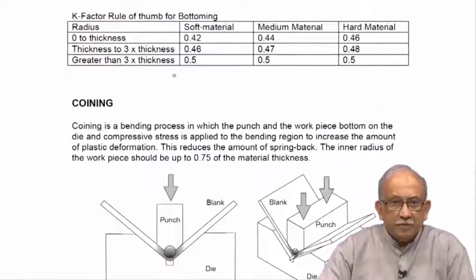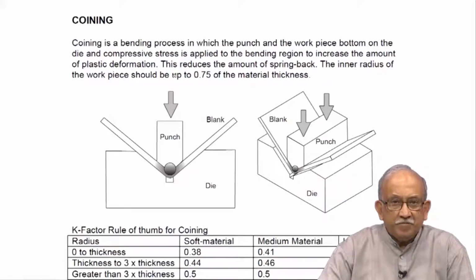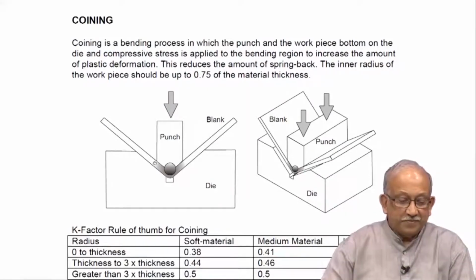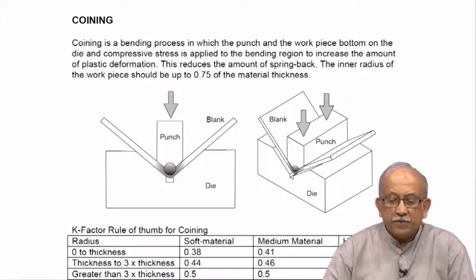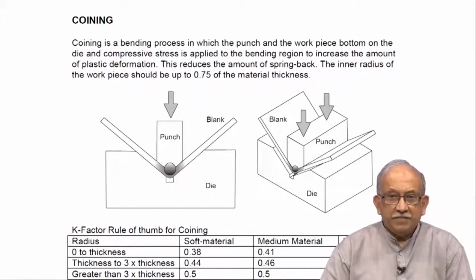Now going down, you really have a bending process in which the punch and the workpiece bottom on the die and compressive stress is applied to the bending region to increase the amount of plastic deformation. So, you see here a small detail. This detail, a typical equipment constructor need not break his head too much about, except to know that a fabricator goes through all these things. And then when you make a design, better to consult with them first.